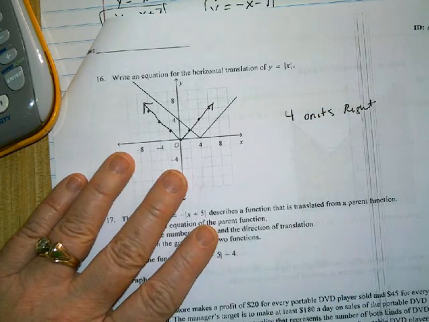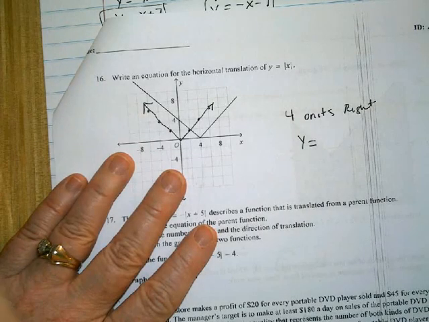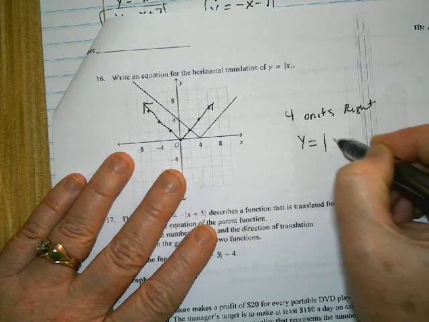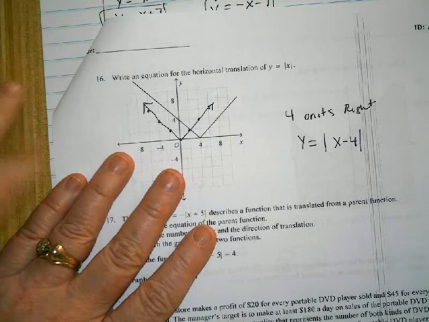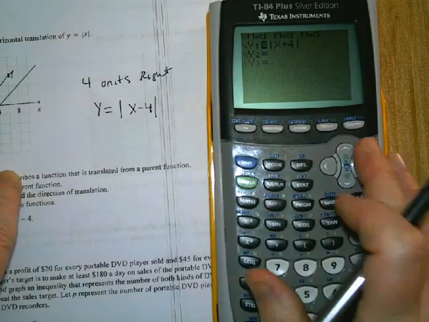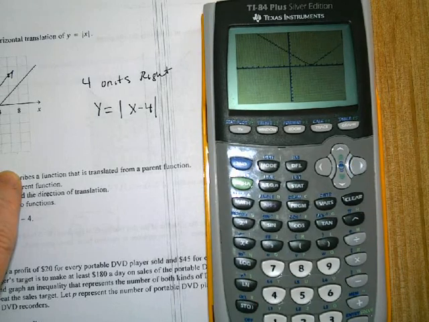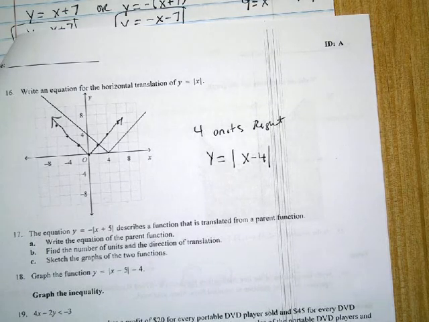So what would you do to the equation? Inside there or outside? Inside. Let's verify. Y equals, all I have to do is change that to subtract, and graph. Did that work? Yes. Okay, so we've translated it 4 units to the right.